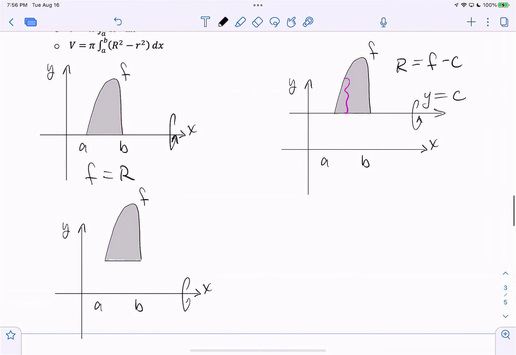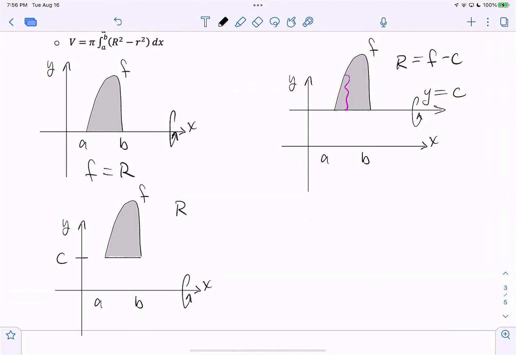Now let's introduce a gap between the region and the axis of rotation. Let's say the bottom of the region is now y equals c. The outer radius r is still equal to f. Right, that's the distance between the function and the axis of rotation. The inner radius is going to be c minus 0, right? It's the distance between c and the axis of rotation. So that's not such a big deal.